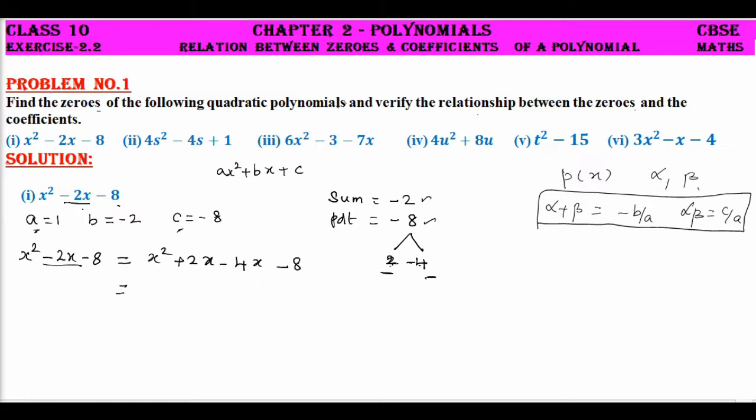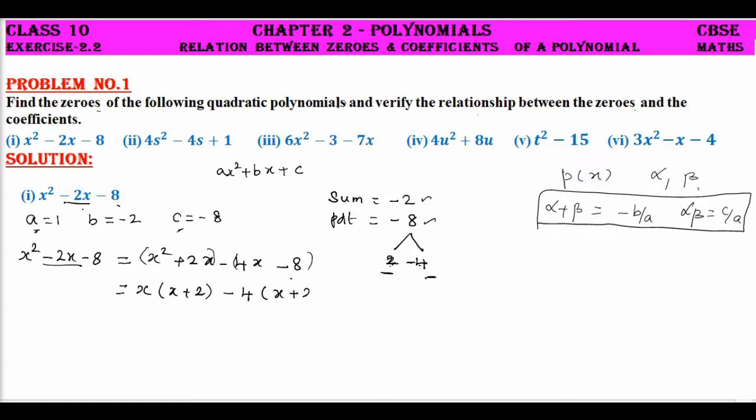The next thing is to group the terms and get the factors. So I'm going to group the first two terms by taking x common outside so that I get x plus 2 remaining. And the next two terms, let me group them by taking minus 4 common outside.